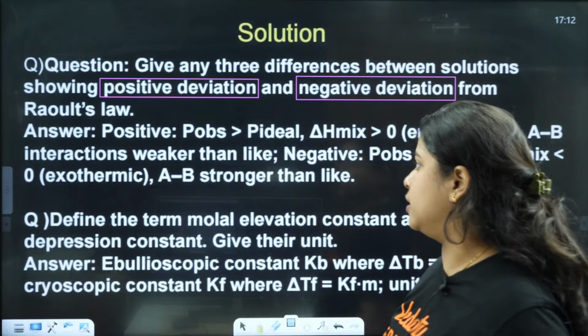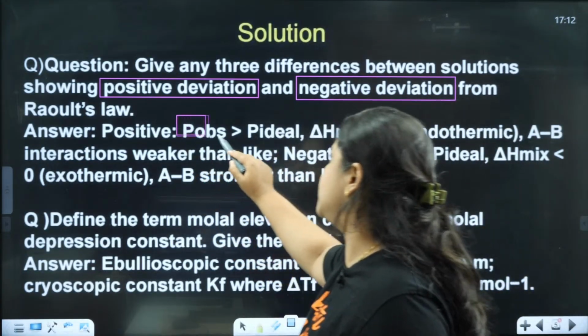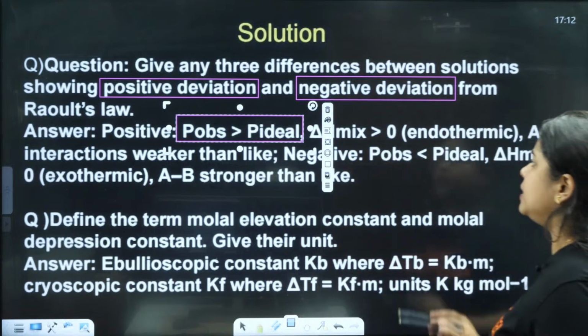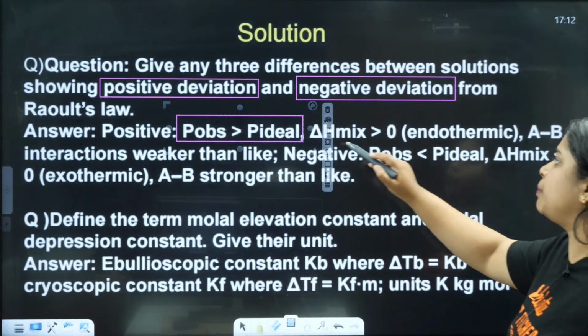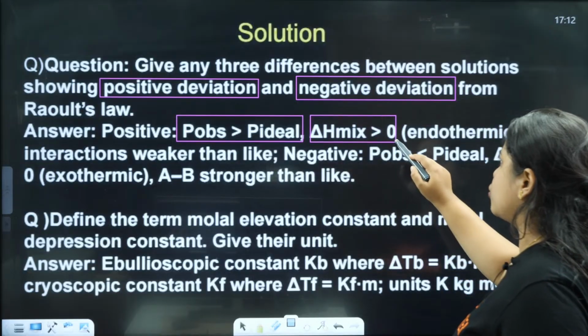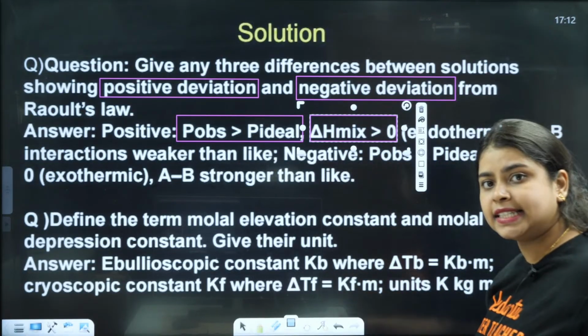From Raoult's law, positive means what? P is greater than P°. Then delta H mixture is going to be what? Delta means change in H is going to be greater than 0. If it is greater than 0, it will be what?